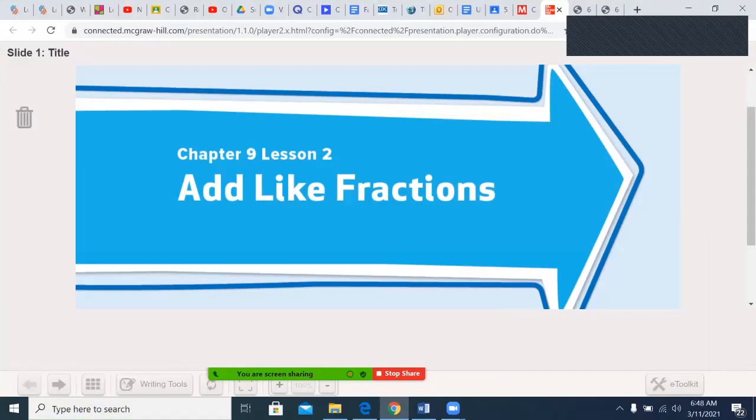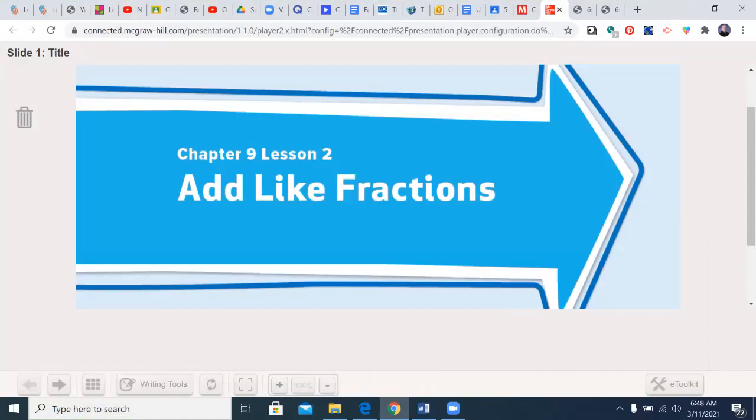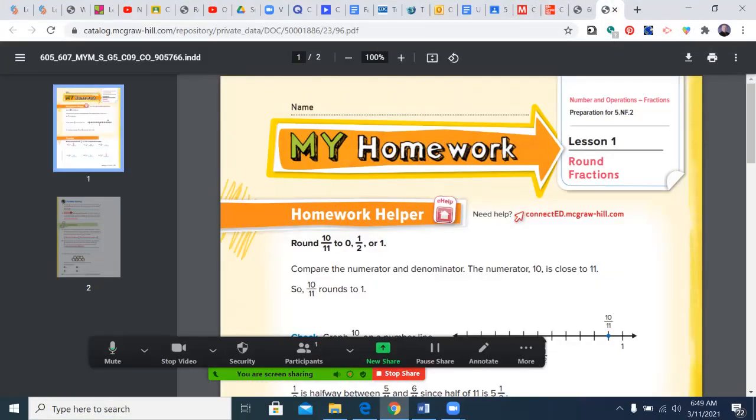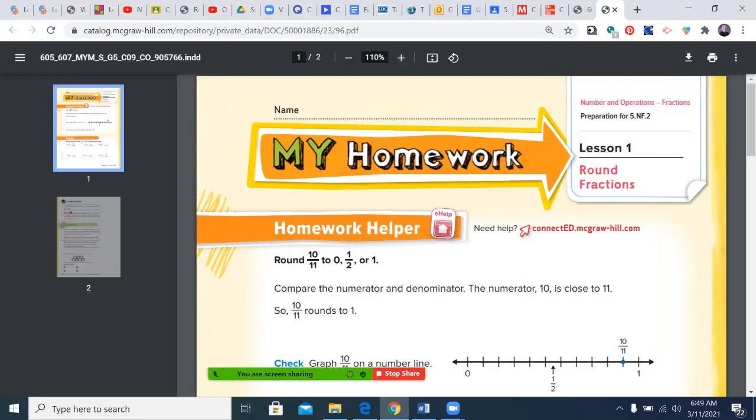Today's topic from Chapter 9, Lesson 2, Add Like Fractions. We'll begin by looking at Lesson 1's homework, as is our standard.